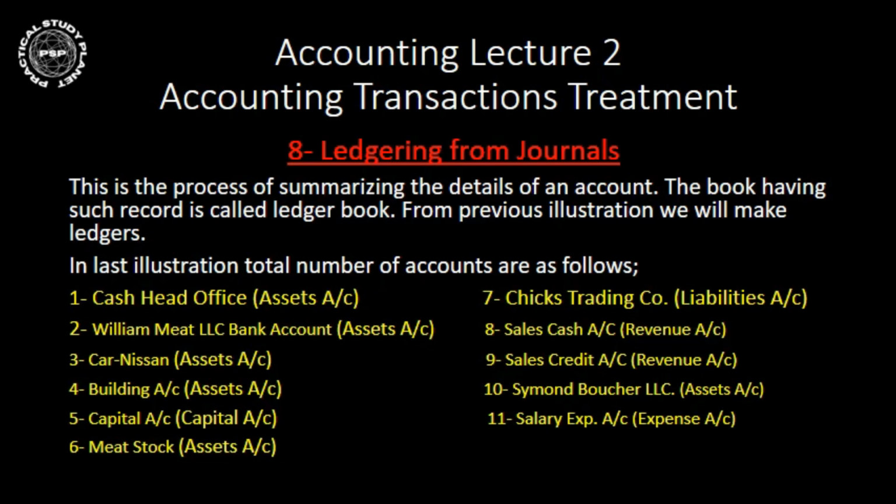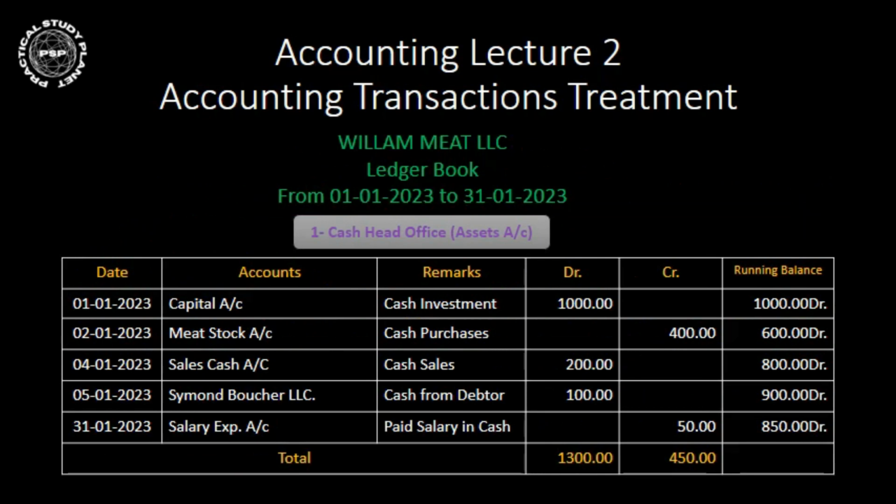Sales cash, this is the revenue account. Sales credit, that is also a revenue account. Simon Butcher LLC, that is our customer, this is our asset. The salary expense account, this is the expense account. So we will see all the ledger accounts one by one.